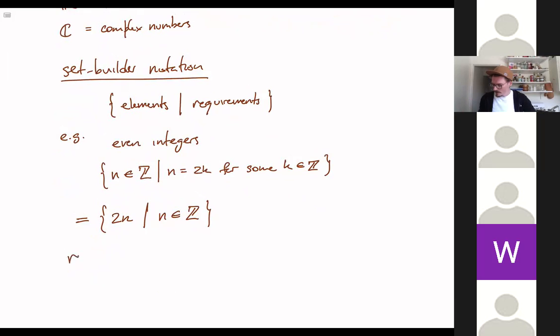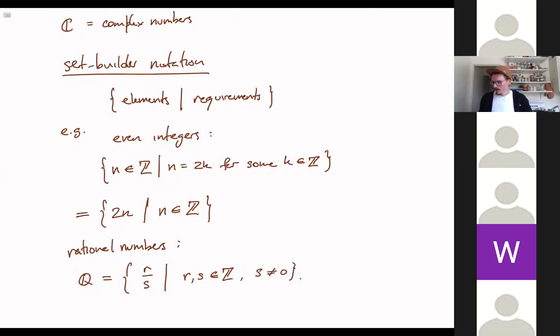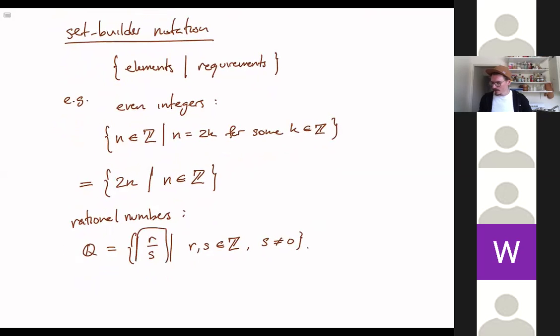Let's do another one, the rational numbers. We can write as, so we're calling them Q, let's write that. But we can also write them as elements of the form r over s, where r and s are integers. Actually, and let me say s is not 0. Right? Because every rational number can be written as a fraction where the top and bottom are integers and the bottom is not 0. So this is just telling us how we write down rational numbers.